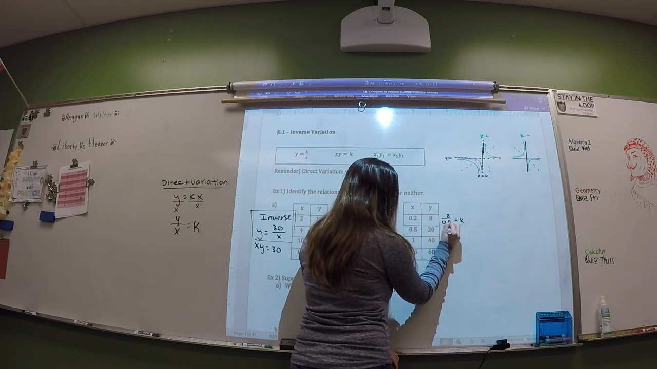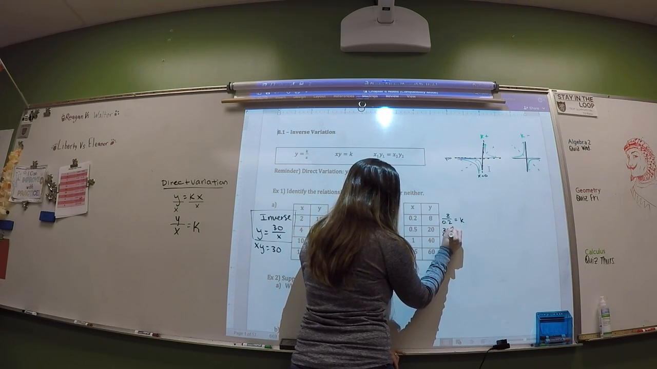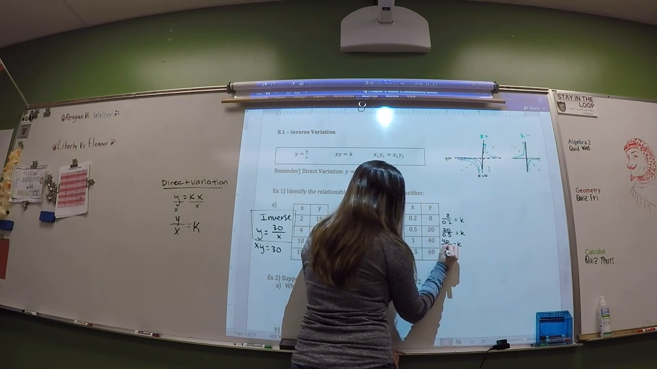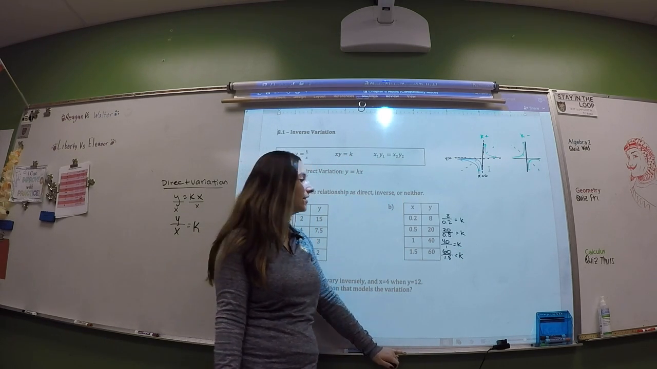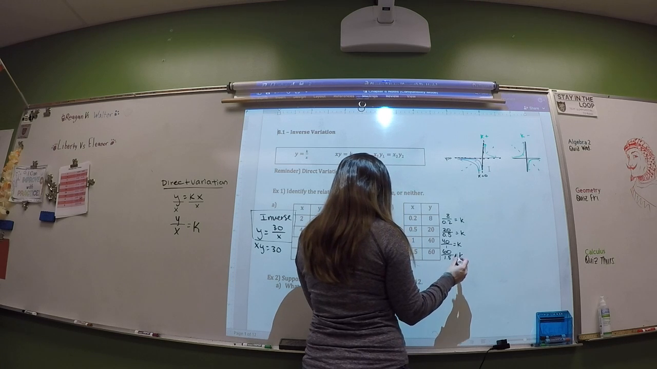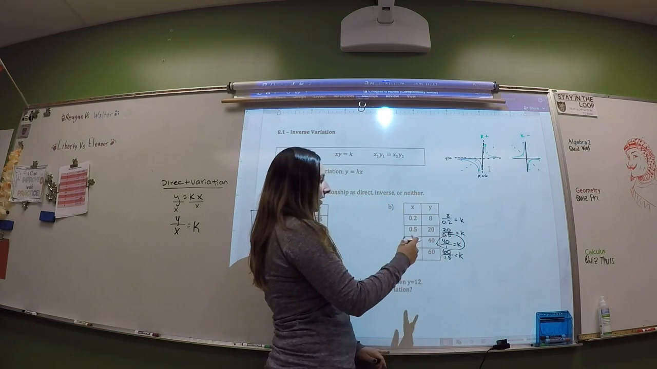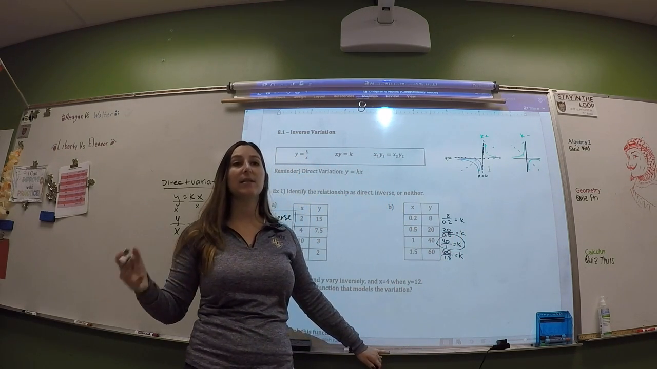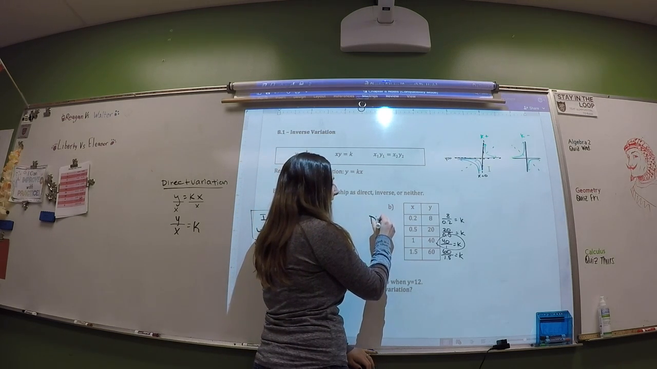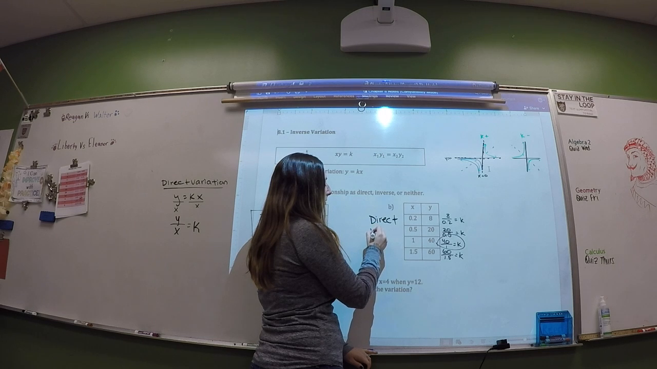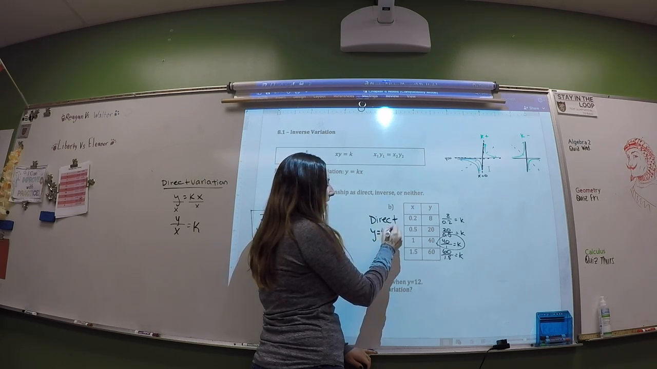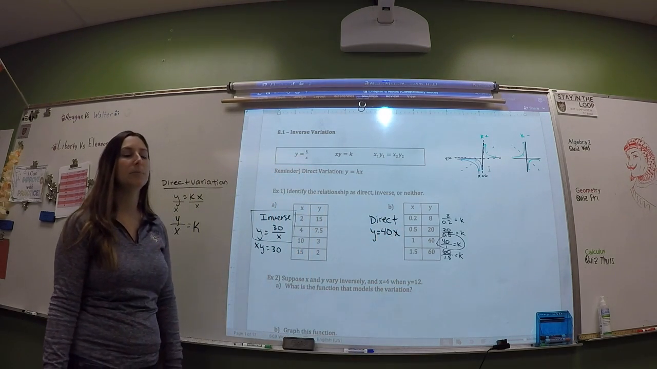So 20 over a half, 40 over 1, 60 over 1 and a half. Are these the same number? Yes, it's 40. So because when we take y and divide by x, we get the same k, that means this is direct variation. And if we wanted to create a direct variation equation, it would be y equals 40 times x.